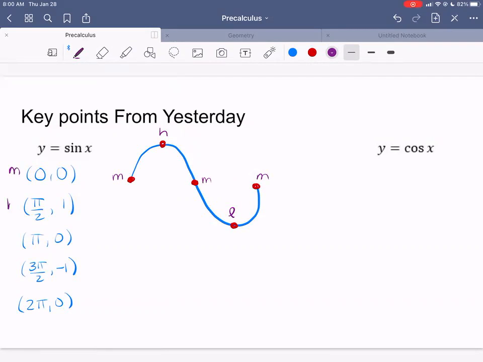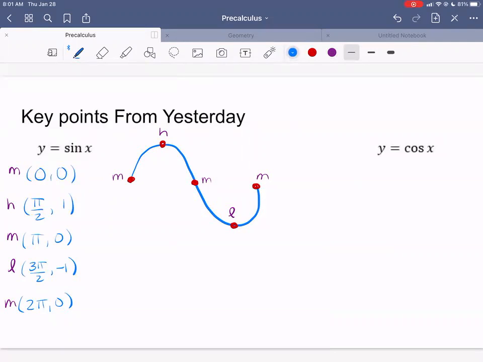So I'm going to label these because that's going to be important for helping us graph them. Whichever way it goes is important because we're going to be able to find what the new middle is, the new high, and the new low. So that's going to be important for us to remember. Sine goes middle, high, middle, low, middle.